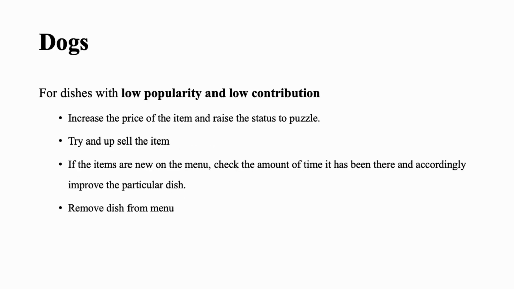And finally, for the dog, if dishes with low popularity and low contribution margin are there to make some decision for, then we can increase the prices of items and raise the status to puzzle. Or we can try and upsell the item. If the items are new on the menu, we need to check the amount of time it has been there and accordingly improve the particular dish. Or we can just remove the dish from the menu.